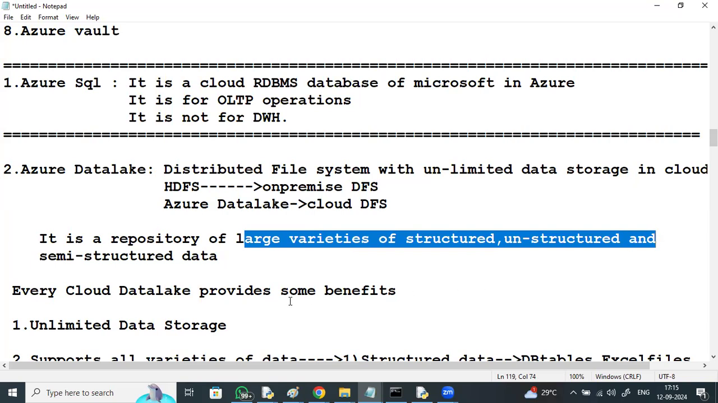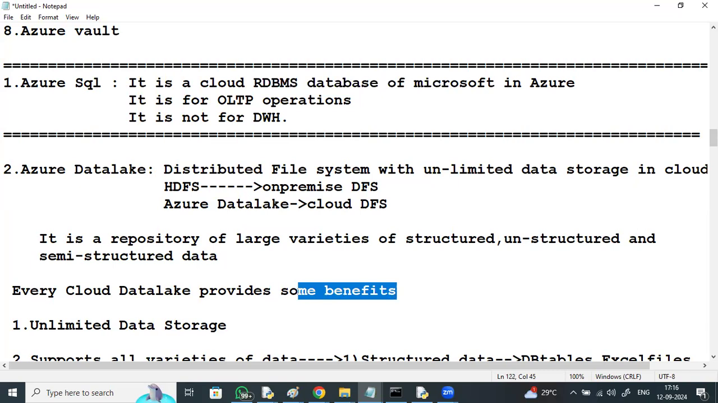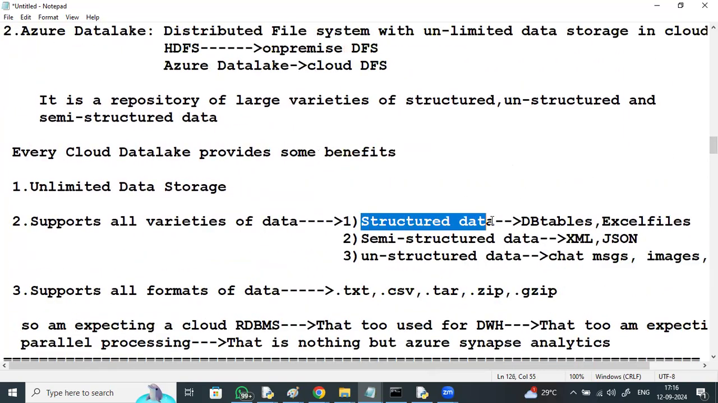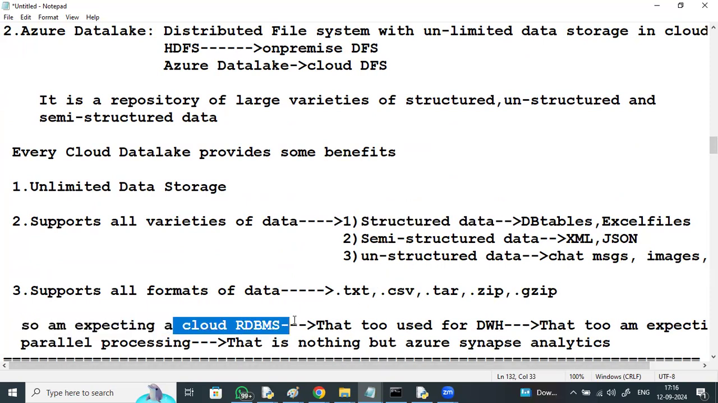Every cloud data provider offers some benefits. It supports all varieties of data: structured, unstructured, and semi-structured. It supports all formats of data like TXT, CSV, zip, ORC, and Parquet format. Then I'm expecting a cloud RDBMS used for data warehouse, which also needs parallel processing. That is nothing but Azure Synapse Analytics.